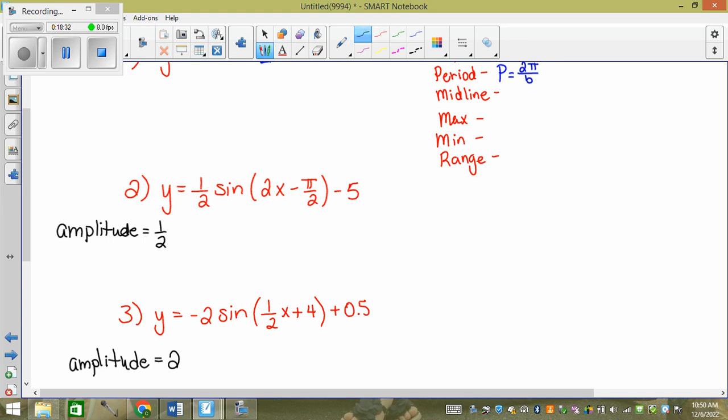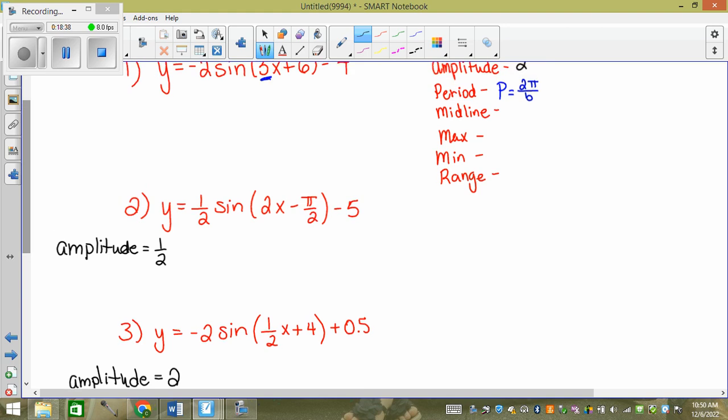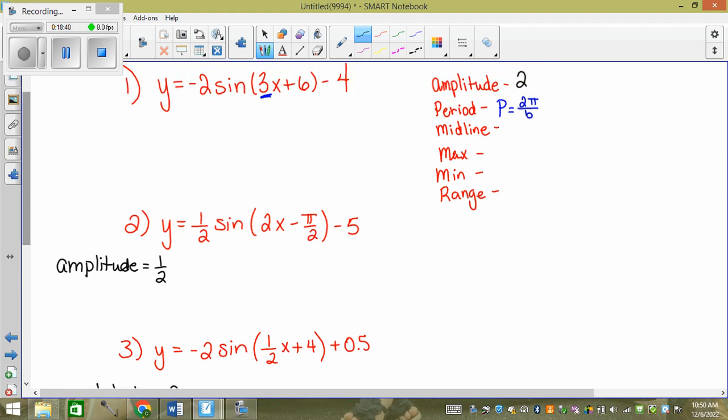Okay, the amplitude is 2 of this one. Okay, how do I get the midline? It's always y equals the what? The d value. So in this case, it's y equals -4. This one, my midline would be y equals what? -5. And this one, my midline would be what?